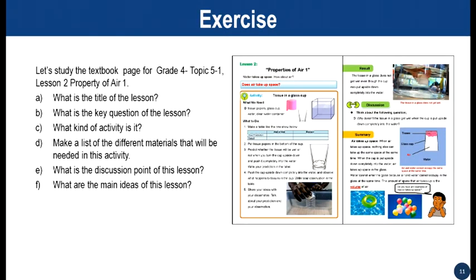Now, participants, I have some activities for you to do. We are going to look at a sample of a textbook, and you are going to answer the following questions. 1. What is the title of the lesson? 2. What is the key question of the lesson? 3. What kind of activity is it? 4. Make a list of different materials that will be used in the activity. 5. What is the discussion point of this lesson? 6. What are the main ideas of this lesson?